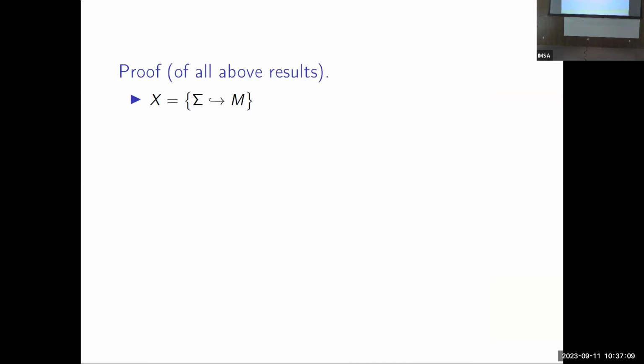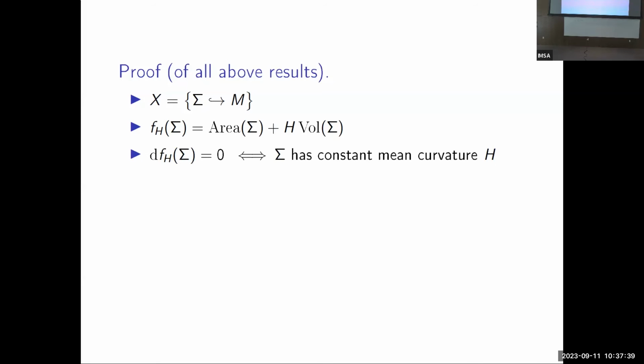And the proof of these results is all the same. The space of states has all possible embeddings of your torus into your ambient manifold, and the function you want to minimize is area plus h times the volume. This is a Lagrange multiplier problem, right? You want to maximize the area with fixed volume. So you have the function area, and volume is the constraint, and the Lagrange multiplier is h, the constant mean curvature. And so a critical point is something which has constant mean curvature.